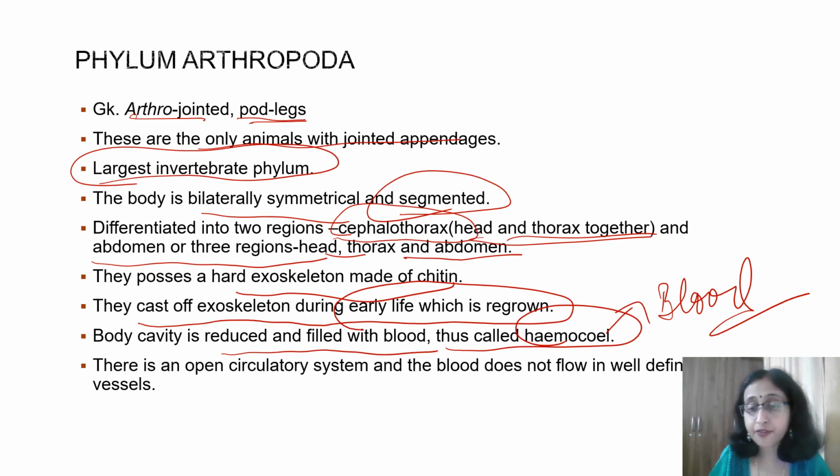So I'll let you know what an open and closed circulatory system is. In an open circulatory system, blood is not flowing in well-defined vessels. We humans have a closed circulatory system, because blood flows through different veins and arteries. Is it clear to all students? So we'll move on to the next one.